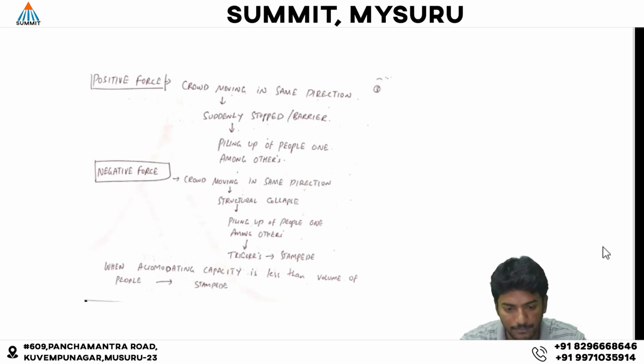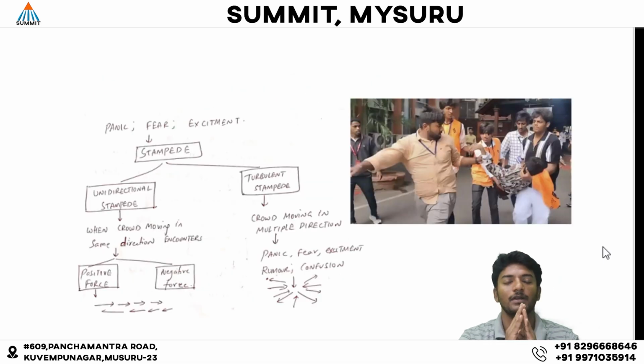Now we will discuss the turbulent stampede. In a turbulent stampede, unlike the unidirectional stampede, the crowd movement will be in multiple directions. Out of panic, fear, and excitement, triggered by rumors, misinformation, or confusion regarding the entry and exit points, the crowd movement will be in multiple directions, and those multiple directions will trigger the stampede. These are the two kinds of stampedes.